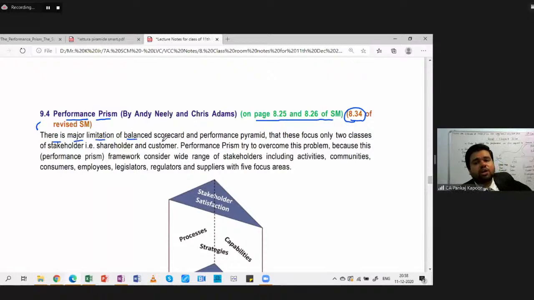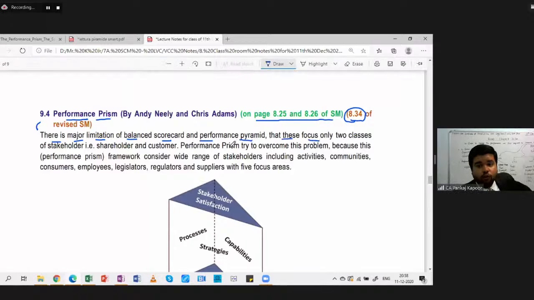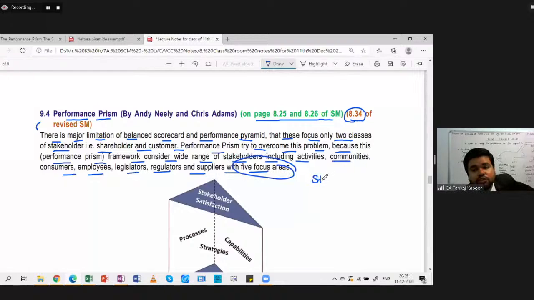There is a major limitation of the balanced scorecard and performance pyramid, and that is that they focus majorly on two stakeholders, the shareholder and the customer. The performance prism tries to overcome this problem because the framework considers a wide range of stakeholders, including the community, consumers, employees, legislature, regulators, suppliers, and so on. It has 5 focus areas. What are those? The first is the expectation of the stakeholders, meaning how the stakeholder can be satisfied. The second is what contribution you expect from them. The third is what strategy you will make, what processes you will perform in order to attain the strategy, and what capabilities or resources you require.